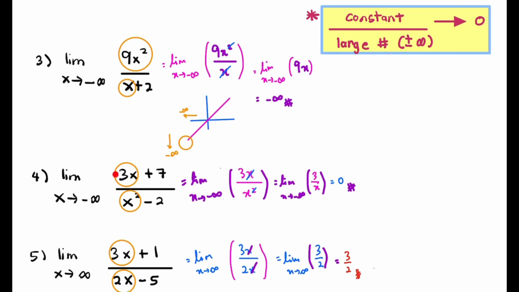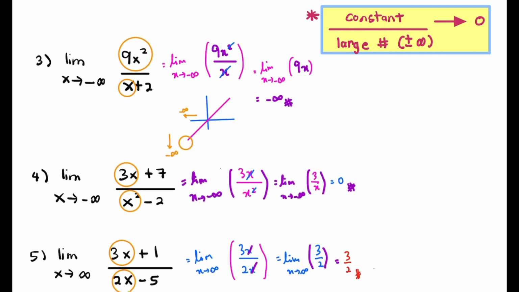This is limits of this rational function as x approaches negative infinity. So let's take the highest power in your numerator and the highest power in your denominator. Let's rewrite 3x over x squared. Let's cancel out the common term. So you're left with the limit as x approaches negative infinity of 3 over x. Now let's check again. We have the rule of a constant over a large number, which will result in 0. So again, 3 over negative infinity is 3 over a very large number, a very small number. This will give you 0.